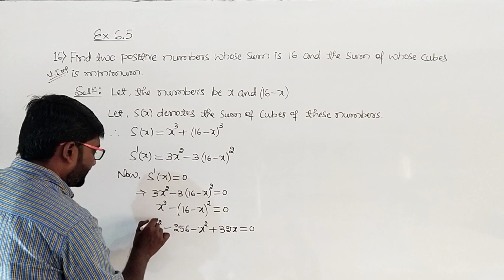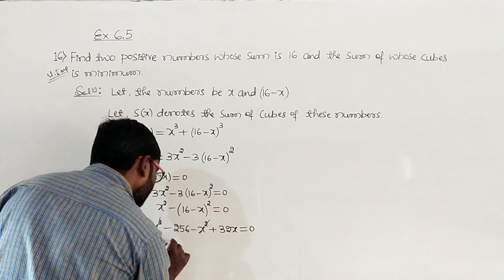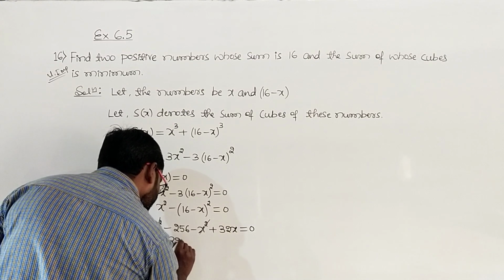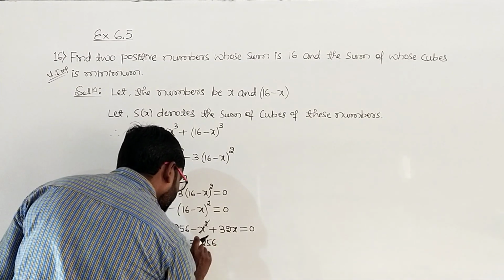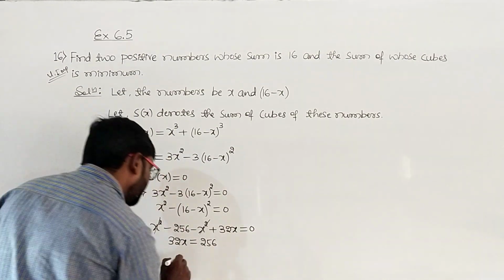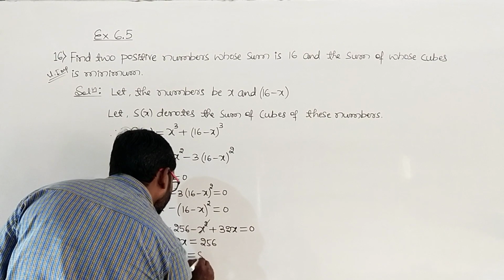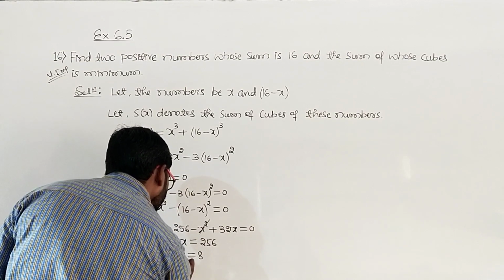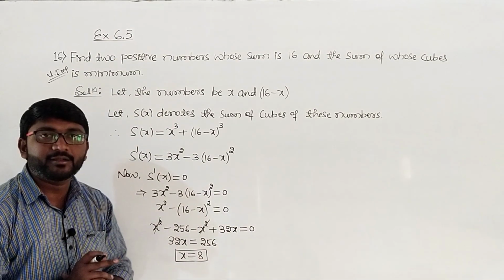Now x square and minus x square cancel. Take this to the right hand side. You get 32x equals 256. What is x now? It is 256 divided by 32, that will be 8. So this is our critical point now.